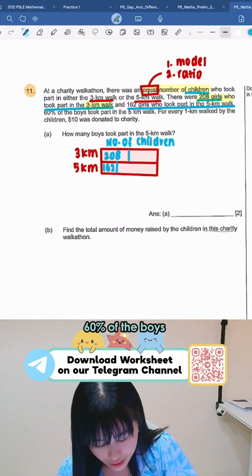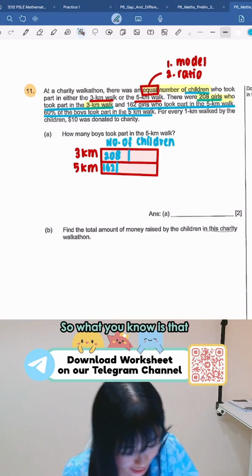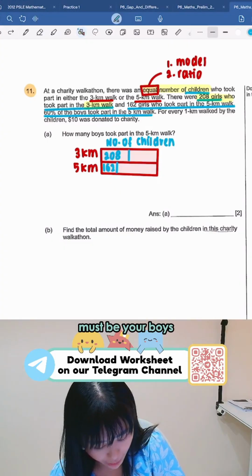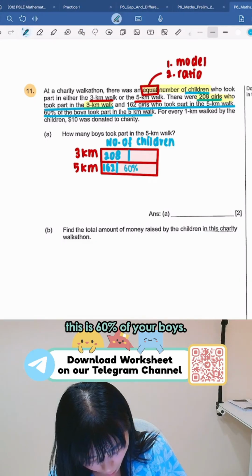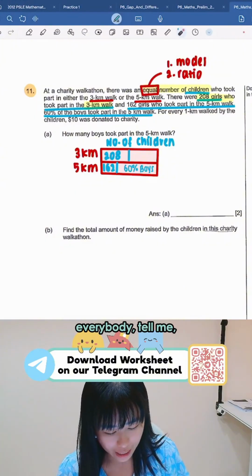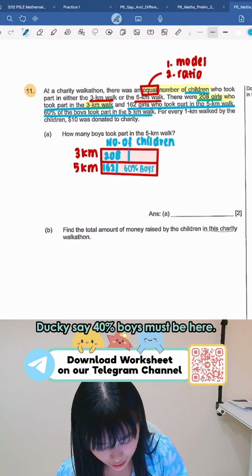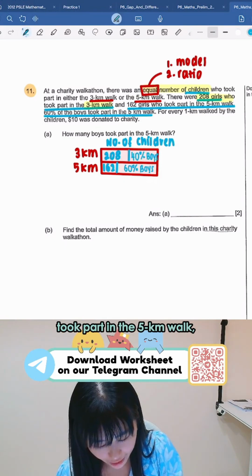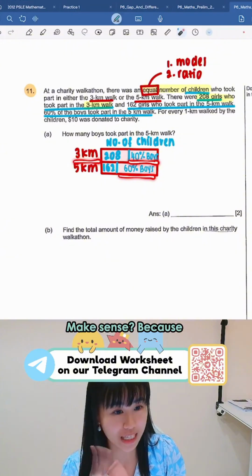Alright, then what happened? 60% of the boys took part in the 5 km walk. So what you know is that whatever left at the back here, because here in front are your girls, so whatever at the back must be your boys. And you know that at the back here, this is 60% of your boys. Now if you know this is 60% of your boys, everybody tell me what do you know here? Very, very important. Okay, Ducky say 40% boys must be here. Exactly. Because if 60% of the boys took part in the 5 km walk, then the remaining 40% of the boys must take part in the 3 km walk. Make sense? Because 60 plus 40 equal 100.